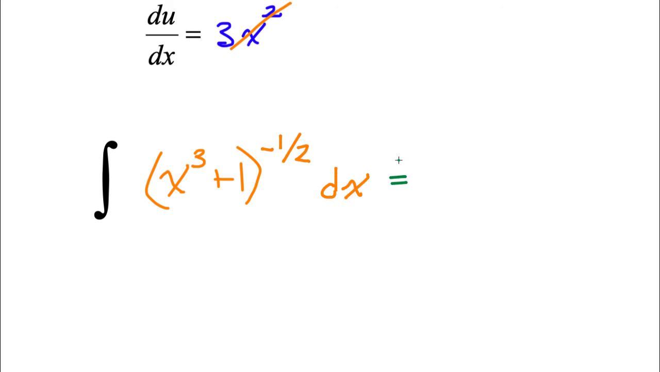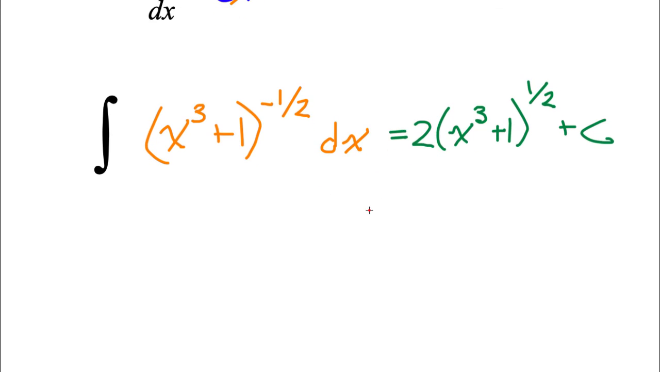So this is going to go up a power. It's going to be x to the power of 3 plus 1, all this to the power of 1/2. And then divide by 1/2 is the same thing as multiplying by 2. Don't forget your plus C. And I can simplify this by making this into a radical symbol. So this is really equal to 2 square root of x to the power of 3 plus 1 plus C.